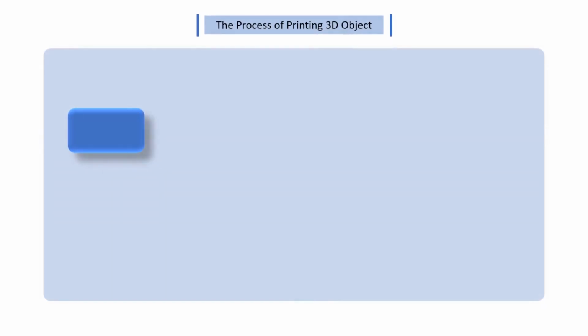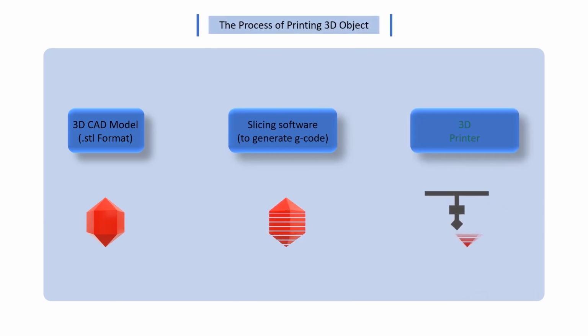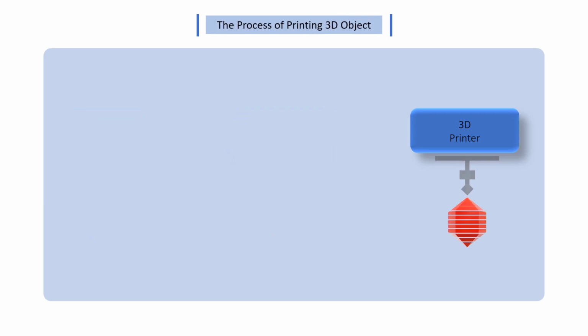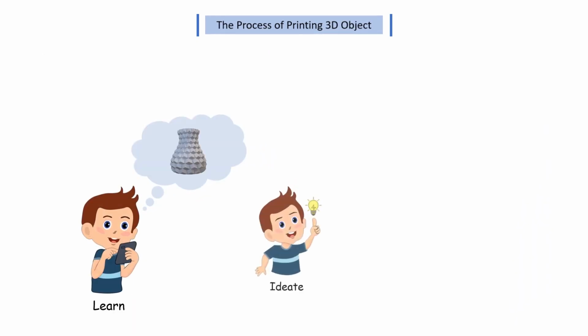Let's have a look at the process of printing a 3D object. You create any CAD model and save it in the .stl format. Using the slicer software, convert the .stl file into the machine language called G-code. The final step is to print your model and wait for a few hours to get your final model printed. And it's done! So, are you ready to step into the design world where imagination meets reality?